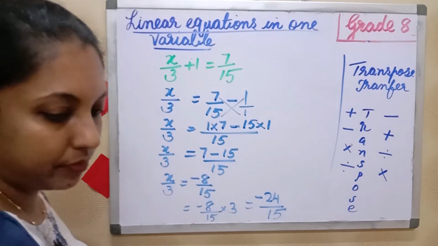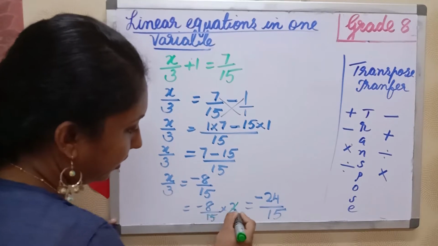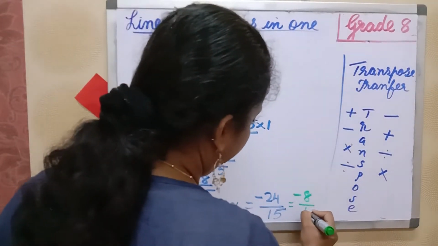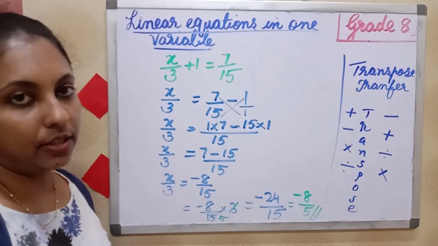Minus 24 by 15, again we can cut. See, 3 fives are 15. So minus 8 by 5. Minus 8 by 5 is the answer.